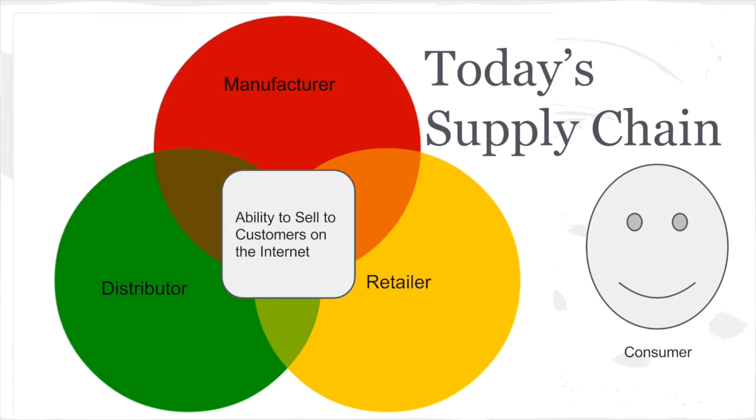But the ability to sell and to reach consumers directly through the internet has really made it to where there's some overlap between the functions of all these different parts of the supply chain. Each one of them nowadays has access in one way or another to the consumer, and so there's an interesting mashup of people who make products, people who warehouse and distribute products, and then the retailers who take those products and get them to the end market.